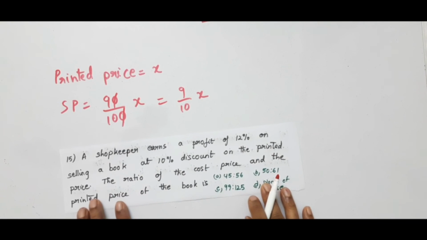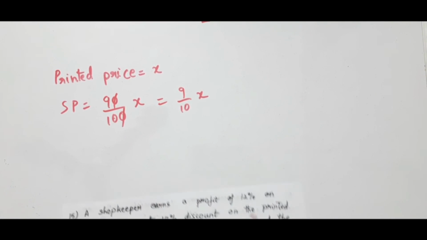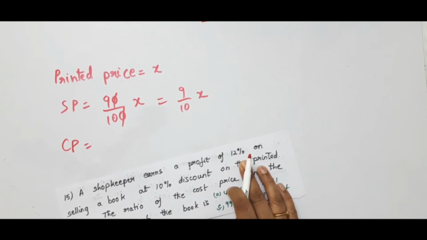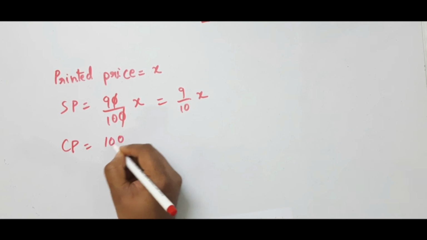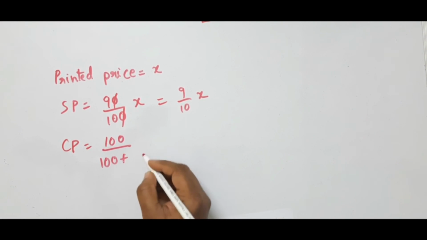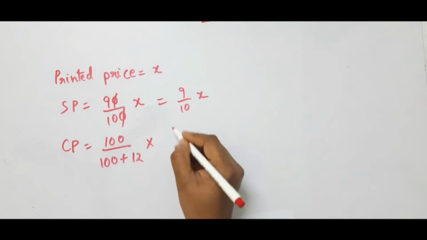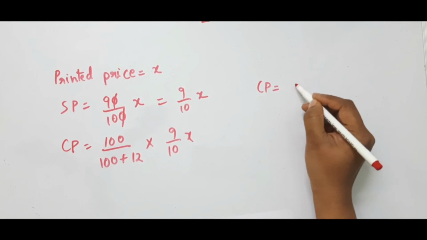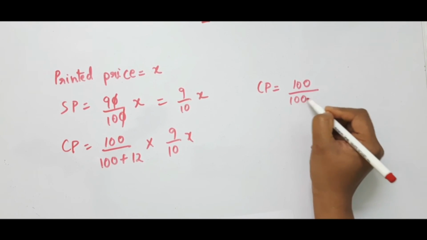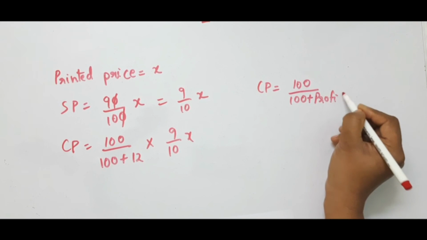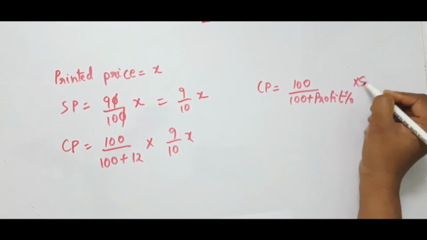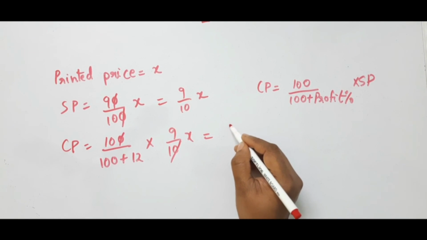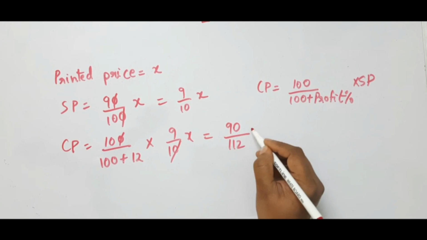Now we have to find the cost price. What is the profit percentage he got? He got 12%. So I'm using the formula: cost price is equal to 100 by 100 plus profit percentage, into selling price, which is 9 by 10 into X. 0, 0 cancels. This is equal to 90 by 112 into X.